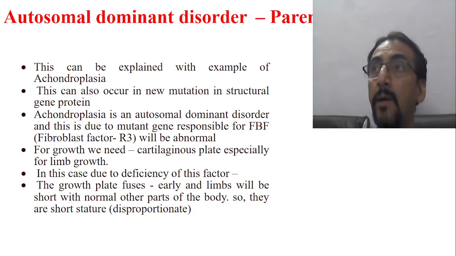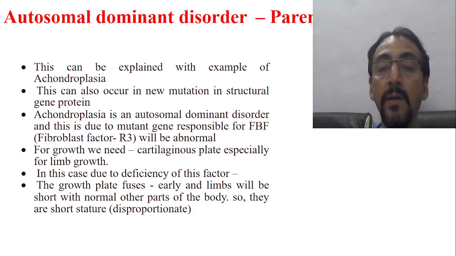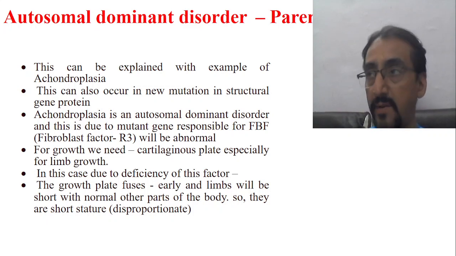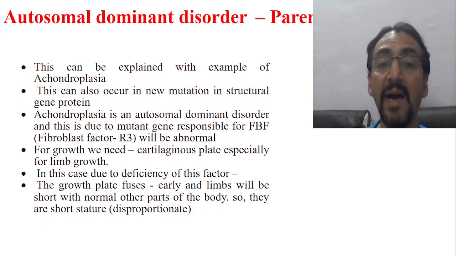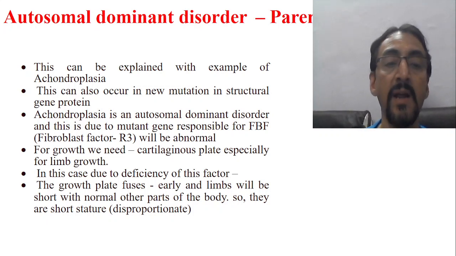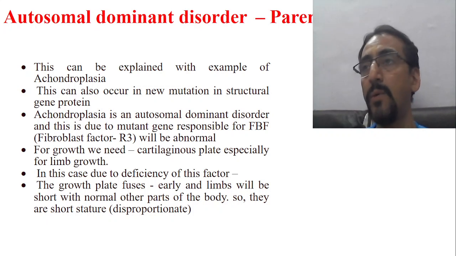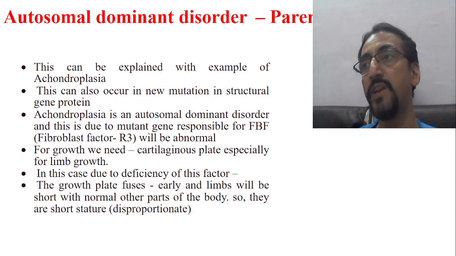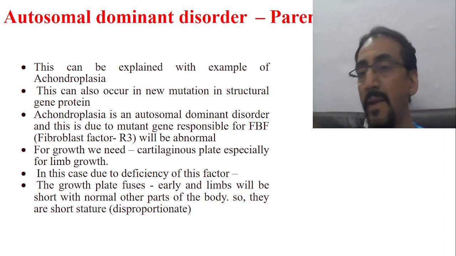Because what happens is, the growth plate fuses early, because of absence of this cartilaginous tissue or whatever factor is required. The growth plate will fuse very early, and the limbs will be short. All the other parts of the body are normal, only the limbs will be short, so they will have disproportionate short stature or short limb stature. Okay, I think you got the point.